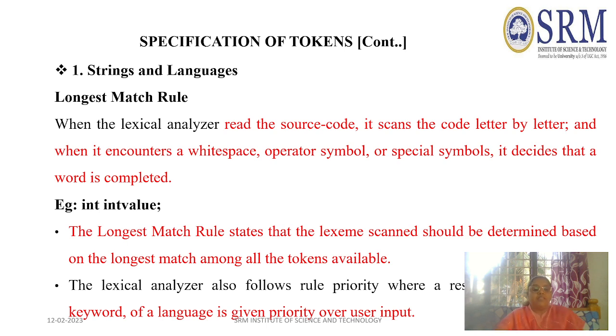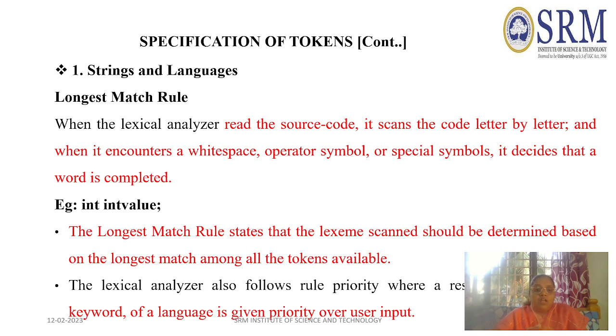So example, they have given an example here, int value. So the longest match rule states that the lexeme scanned should be determined based on the longest match among all the tokens available. So it has to check with the longest tokens available, then it has to say the longest match rule.